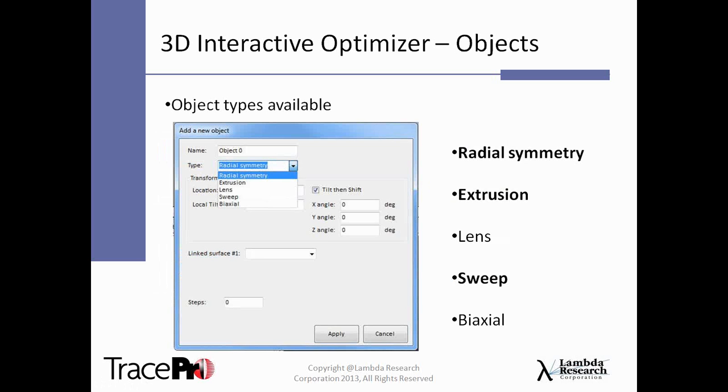After you've defined your surface shape, the next step is to turn it into a solid object. And this is done in the Objects window. Our choices here are radially symmetric, extrusion, lens, sweep, and biaxial. Now I have radial symmetry, extrusion, and sweep bolded here. Those are the ones we're going to look at during today's webinar, probably the ones that are most useful for a light guide type design.